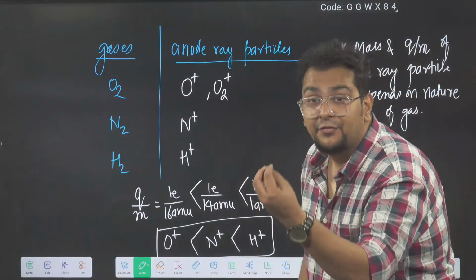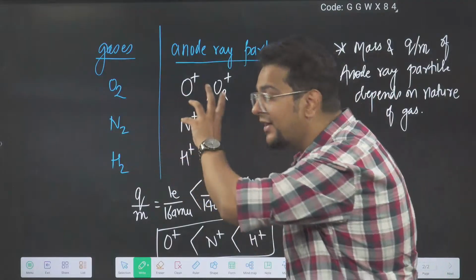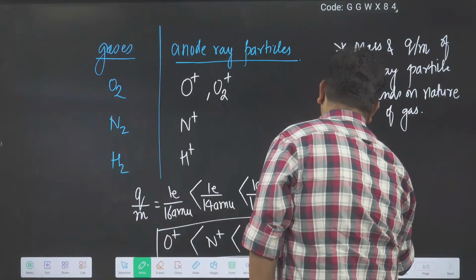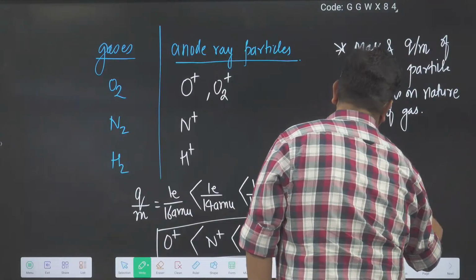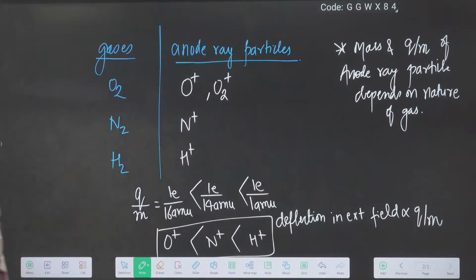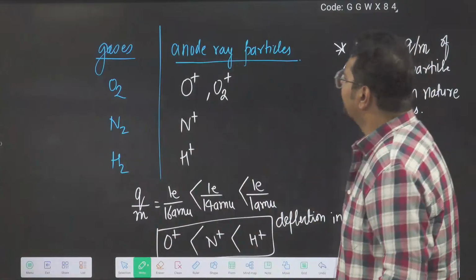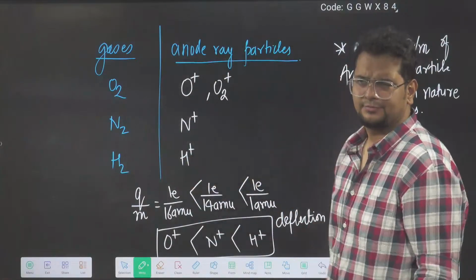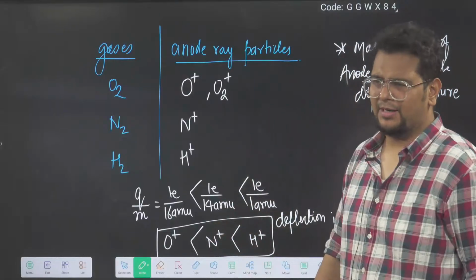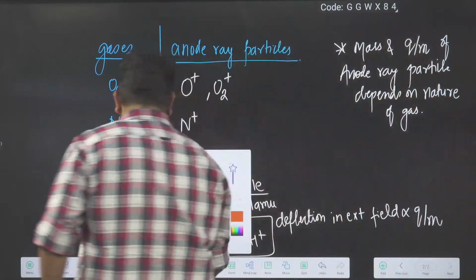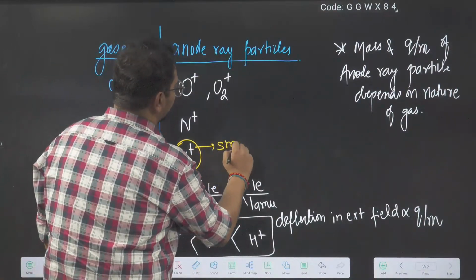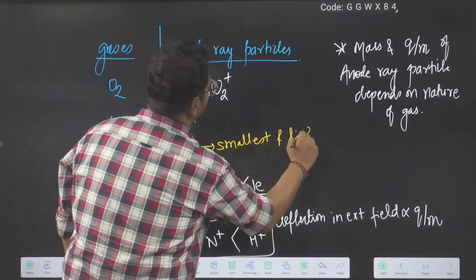Whose specific charge is maximum? Who will be deflected more in the external field? Remember, deflection in an external field is proportional to q by m. So H+ will be more deflected. Tell me, which is the lightest anode ray particle here? The smallest, the lightest anode ray particle.